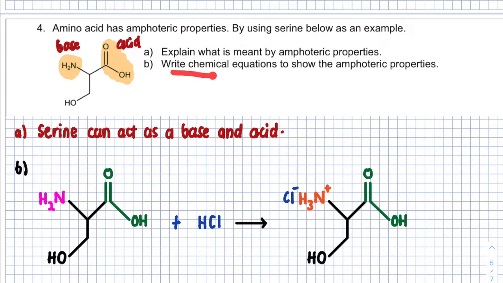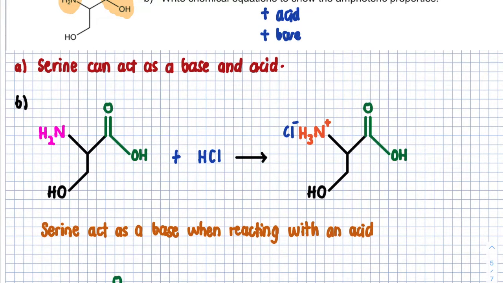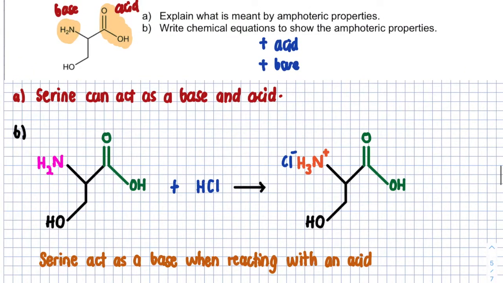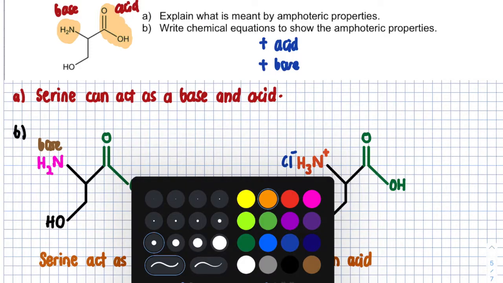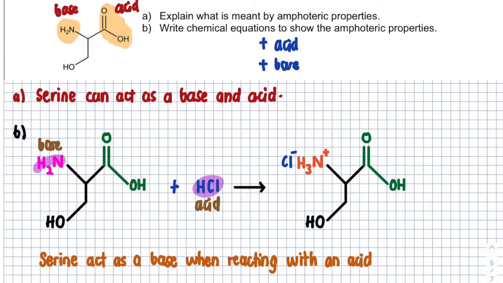Okay, next question. Write chemical equation to show the amphoteric properties. So, we have to show the reaction. Maksud dia, we have to show the reaction dia dengan acid, dengan base juga. Okay. So first, the same structure yang sama ni, Miss reaction dengan acid dulu. Acid is my HCl. So, my acid ni will react with my base. Base yang mana? Base is my NH2. Okay, so dekat sini, I'm just gonna color this one lah. Okay, so HCl ni akan react dengan yang NH2 ni lah.